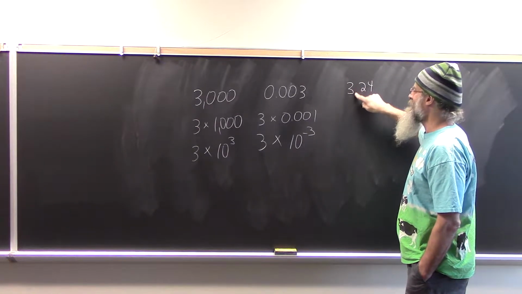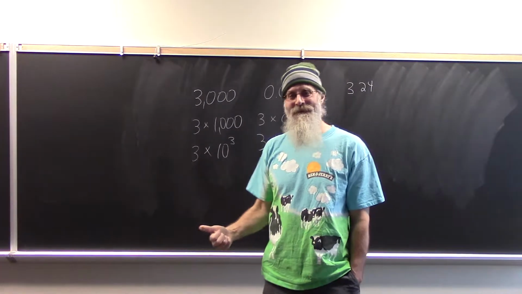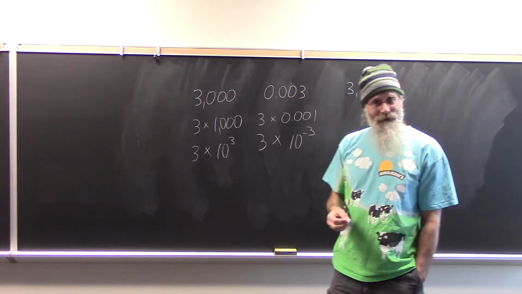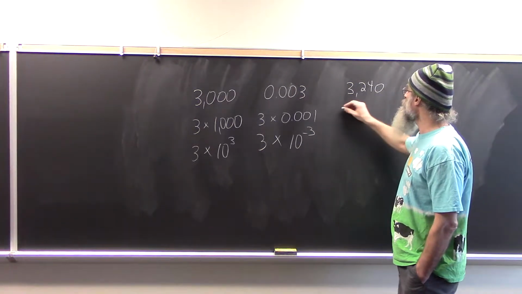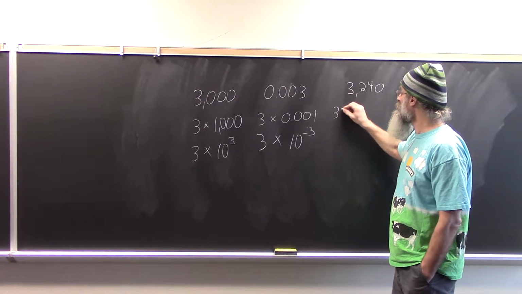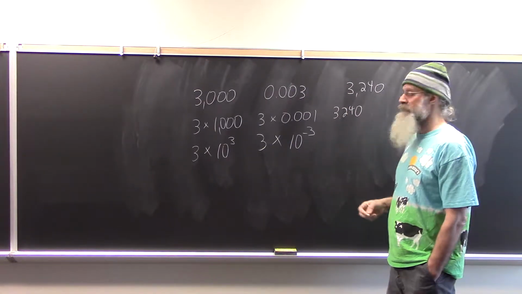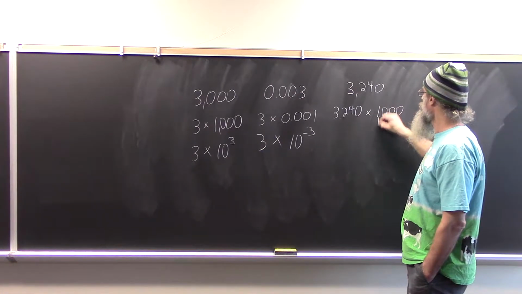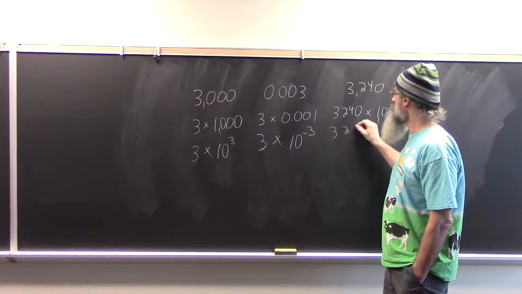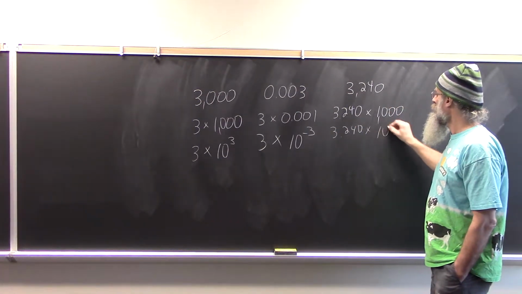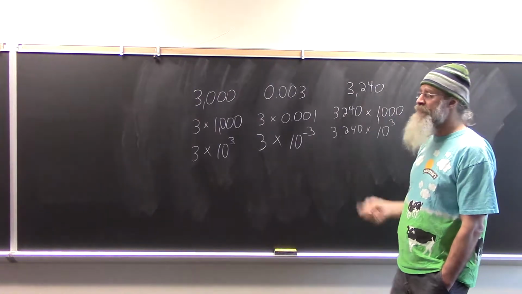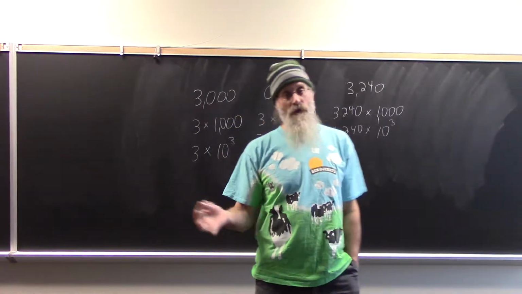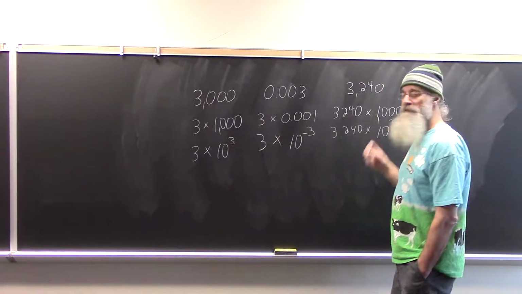Now I didn't put a decimal point in here, but if we had 3.24, I want to do scientific notation. Let's start again. If we had 3,240, that would be equivalent to, and here comes a decimal point, 3.24, and we'll put that 0 in there, times 1,000, which would be equal to 3.24 times 10 to the 3. So 3,240 is equal to 3.240, maybe the 0 should be there, maybe not, times 10 to the 3.